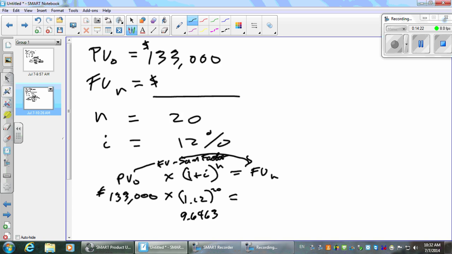Simple. Okay? So, but I don't have $1 invested. I have 133,000. So if each one of those dollars is going to grow to 9.6463, what would you do? Take the 133,000 times 9.6463, and what do you have? What's it going to grow to? Come on, you guys. Tomorrow's the quiz. Come on.